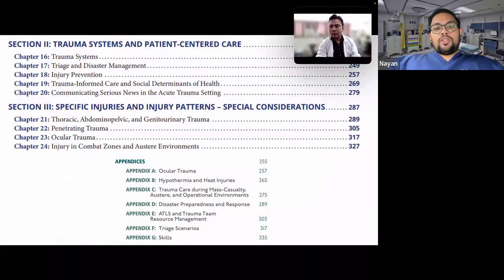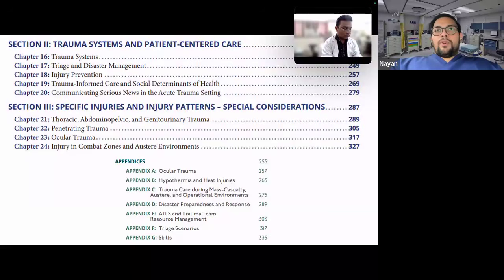So this is section 2, which is trauma systems and patient-centered care. Here they have trauma systems, the add-on matrix, the triage and disaster management. So the triage and disaster management is in fact cut short. They have reduced it very much, and they have only dealt with the mass casualty events. Whereas in the 10th edition, it was very well explaining the CBRNE threats and all the different disasters. So I feel very bad about that because they have cut it short.